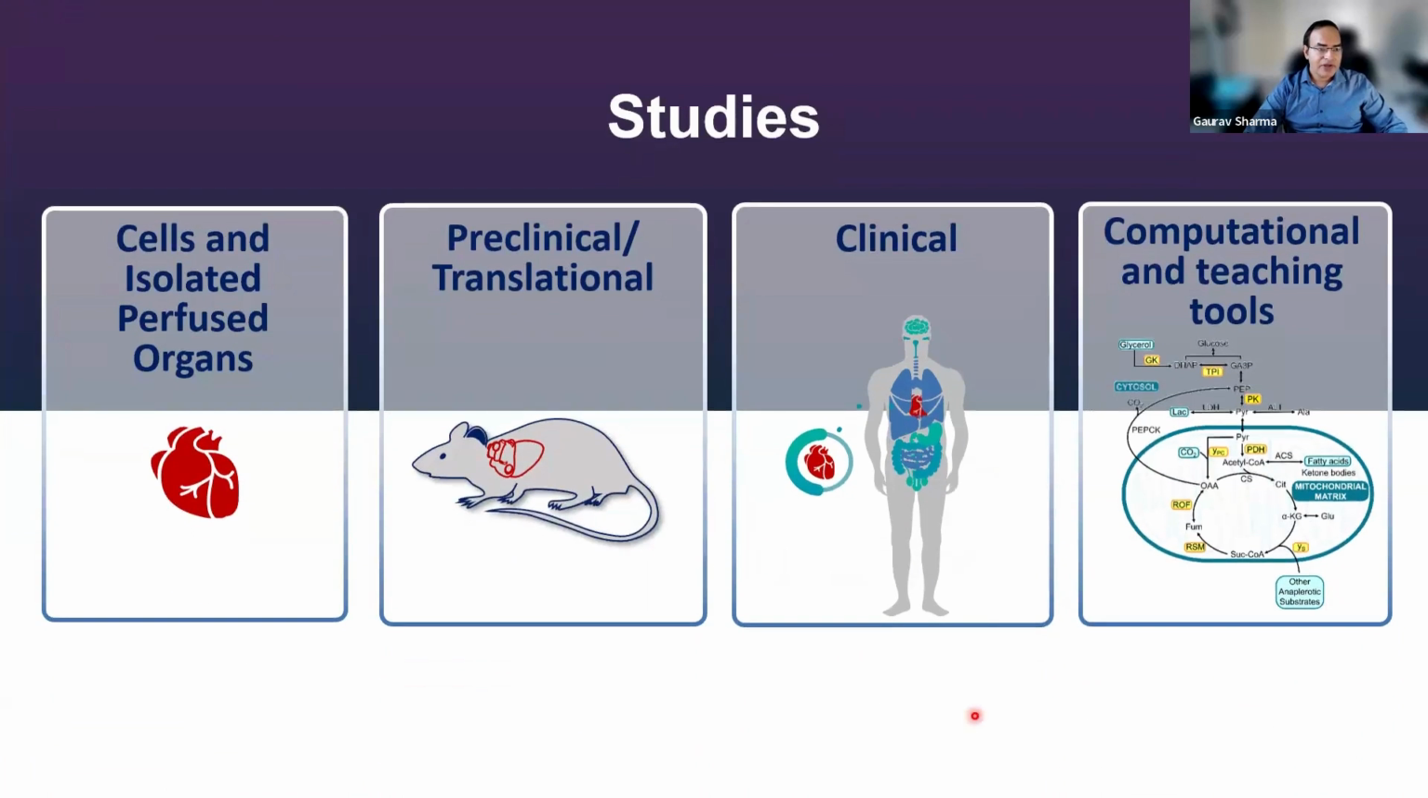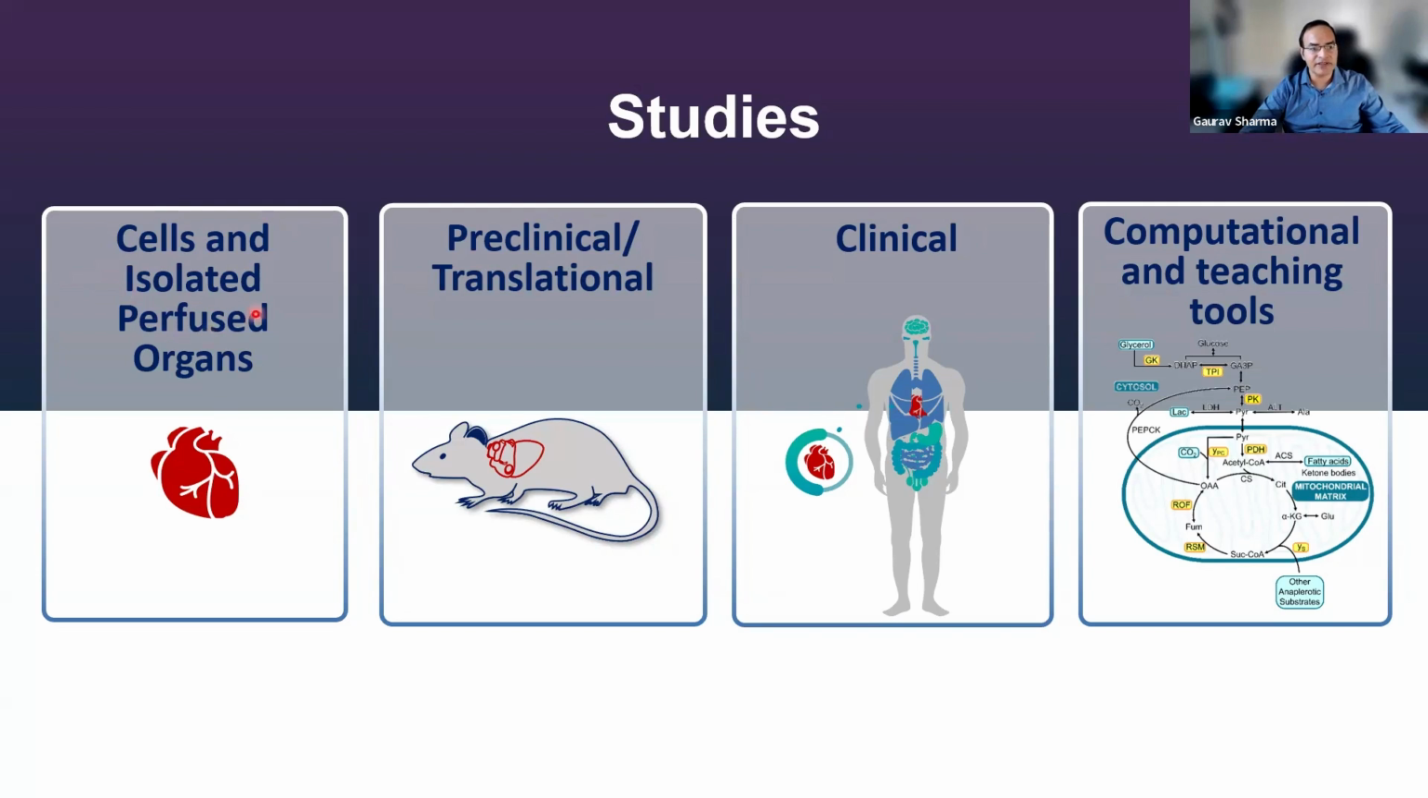So now I'm going to talk about some of the studies, of what we do and how we employ these methods. If you look at these studies from left to right, cells and isolated perfused organs versus preclinical versus clinical, they become more relevant to the clinic as you go from left to right. But if you want to test a hypothesis and you have limited money, then these models, cells and isolated perfused organs, serve as a great method to test the hypothesis.